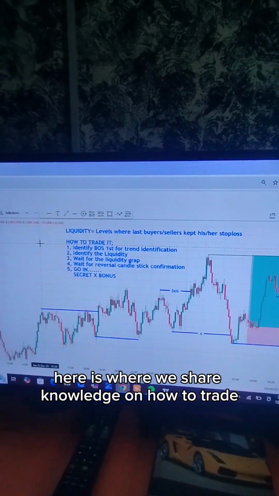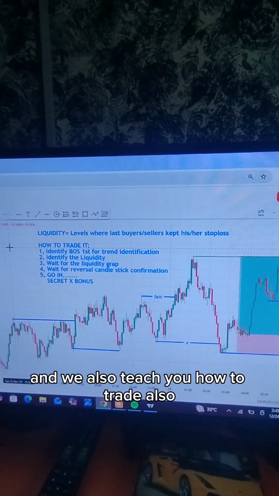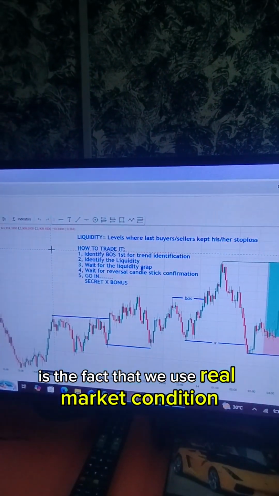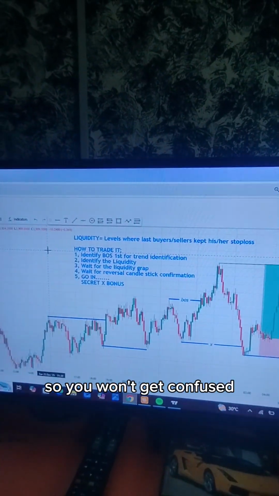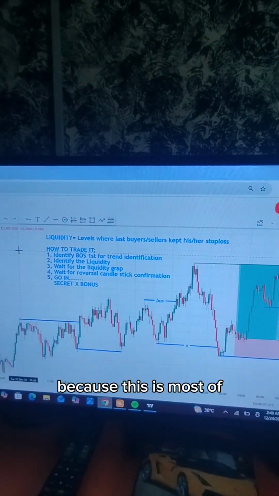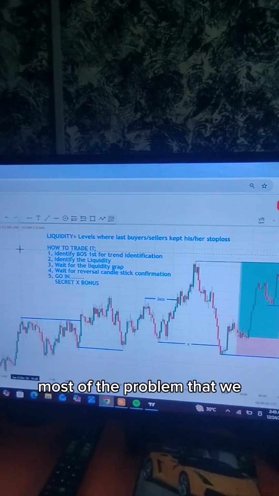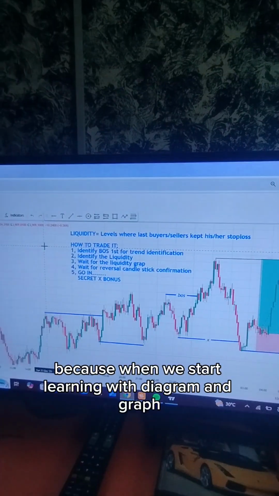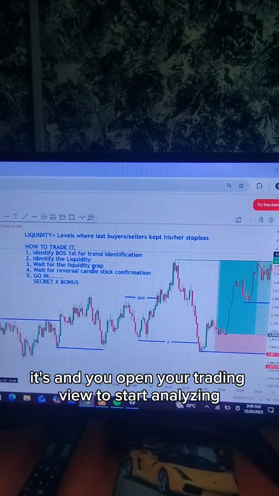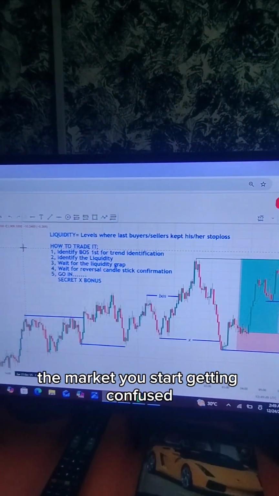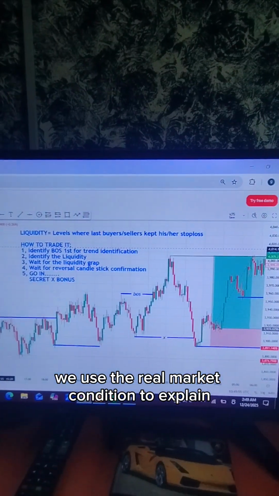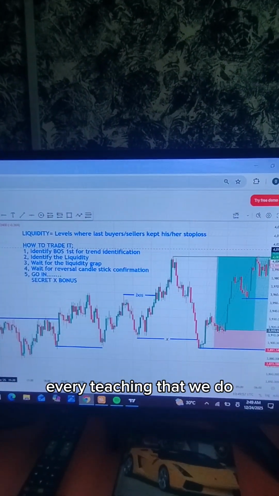Here is where we share knowledge on how to trade, and we also teach you how to trade. Also, what makes our teaching more unique is the fact that we use real market conditions and movement to explain things, so you won't get confused when you open your TradingView to view the charts, because this is most of the problem that we do encounter. When we start learning with diagrams and graphs, and you open your TradingView to start analyzing the markets, you start getting confused. Everything that we do on this channel, we use the real market condition to explain every teaching that we do.